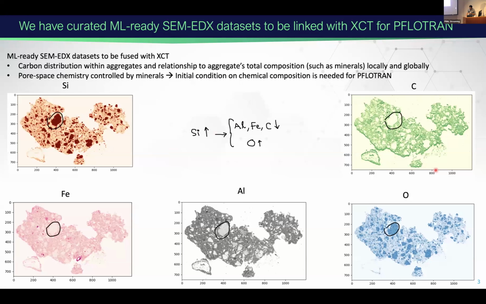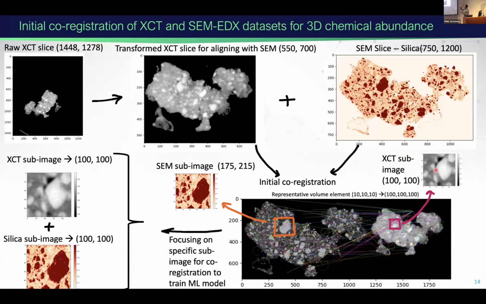The second challenge, let me go into this, is co-registration. So the raw XCT slice is of one dimension. After you transform and curate, you get an image that can potentially be co-registered with the SEM-EDX. So the image, as you have seen, is of different resolution with respect to SEM-EDX.